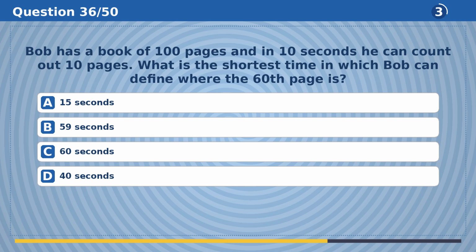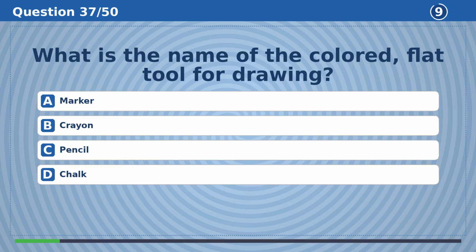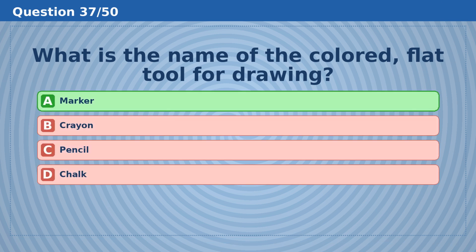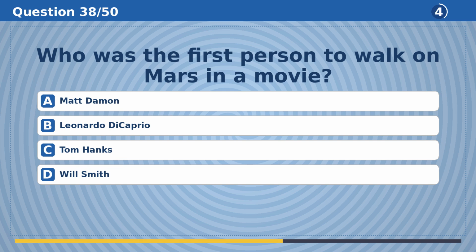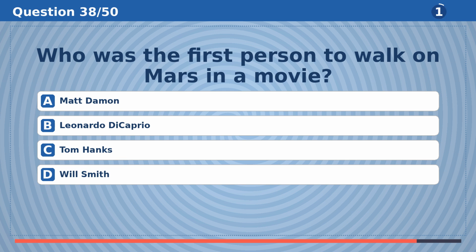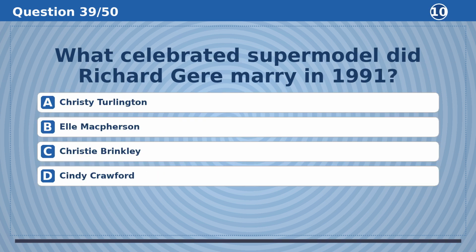Bob has a book of 100 pages, and in 10 seconds he can count out 10 pages. What is the shortest time in which Bob can define where the 60th page is? The answer is D. 40 seconds. What is the name of the colored, flat tool for drawing? The answer is A. Marker. Who was the first person to walk on Mars in a movie? The answer is A. Matt Damon.